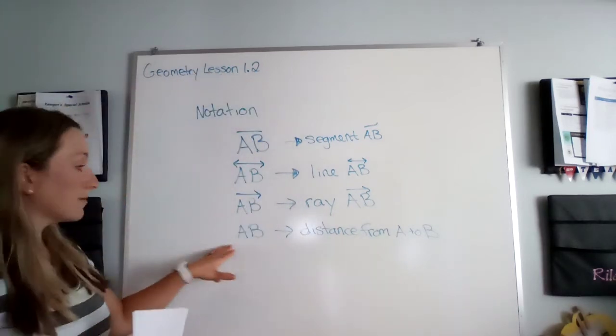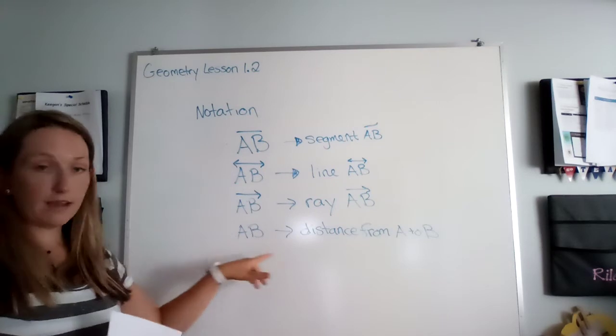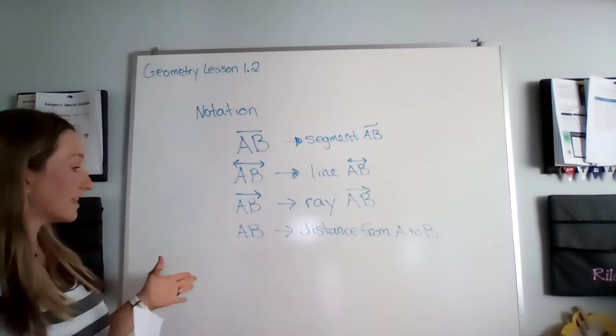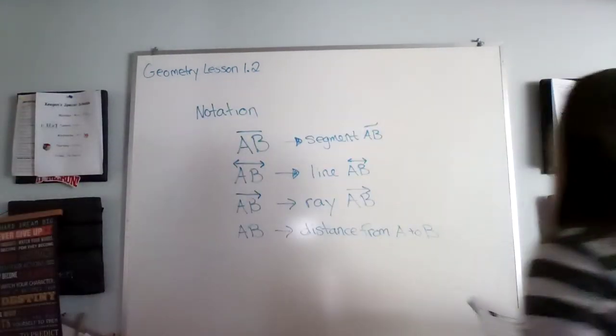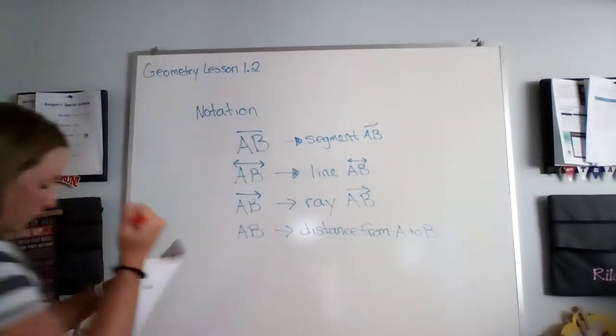So in a problem, if it says something about find AB, and they just have the letters here without the bar over top, you need to understand that means find the distance from point A to point B, okay? All right, so let's do a quick example of finding the distance between 2 points.